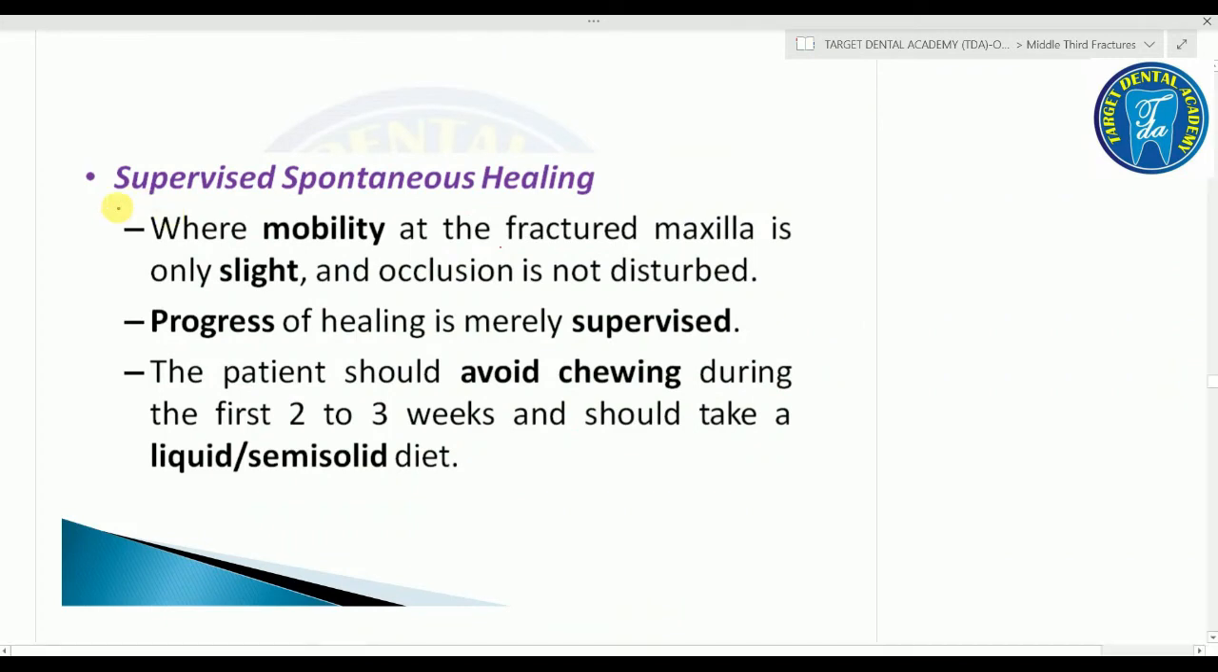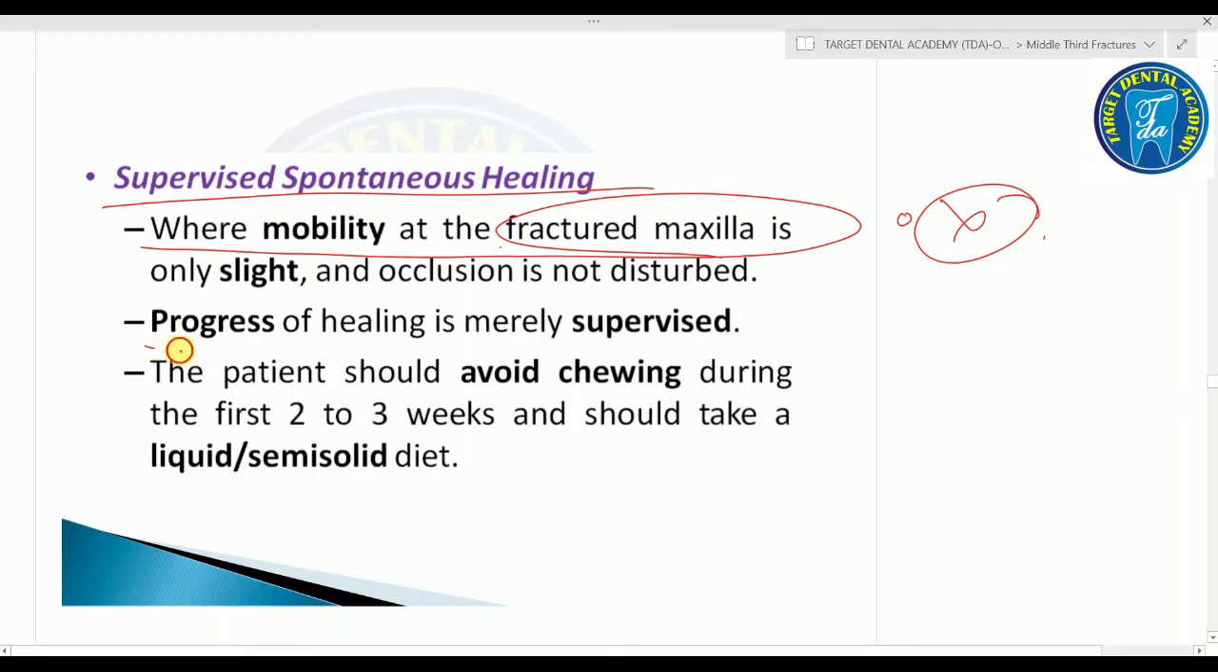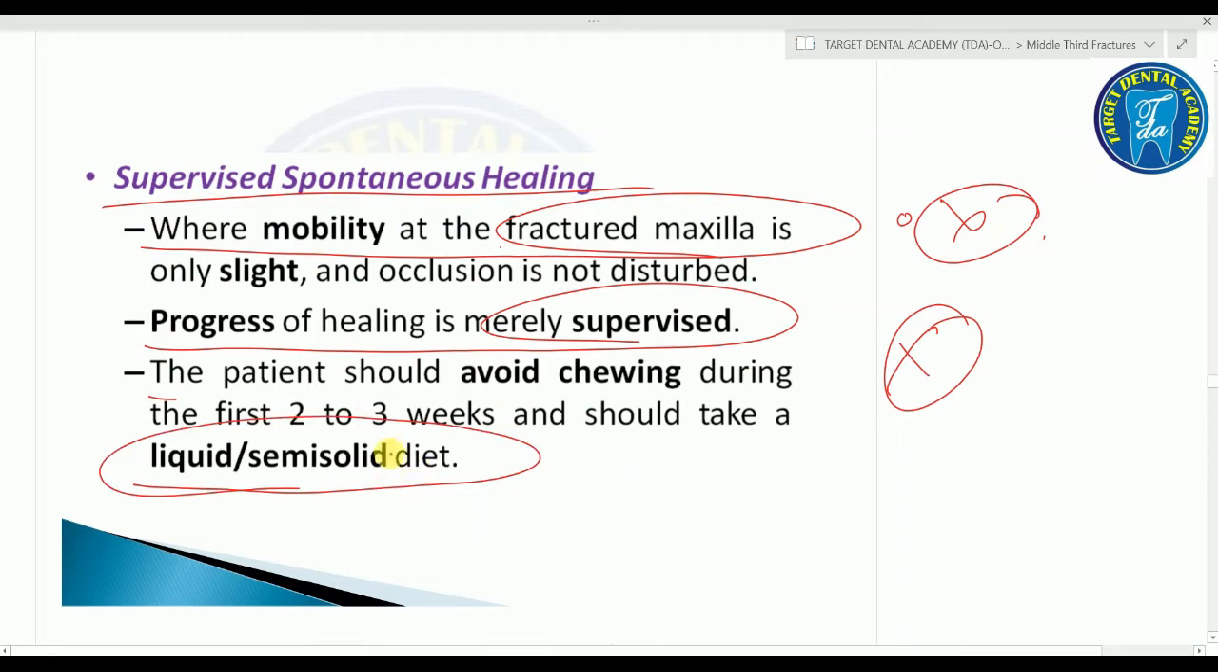Now coming on to the next method, that is supervised spontaneous healing. Here the mobility of the fractured maxilla is only slight and there is no disturbance in occlusion. So the progress of healing is merely supervised. The patient should avoid chewing, and you should advise a liquid or semi-solid diet for at least the first 2 to 3 weeks.